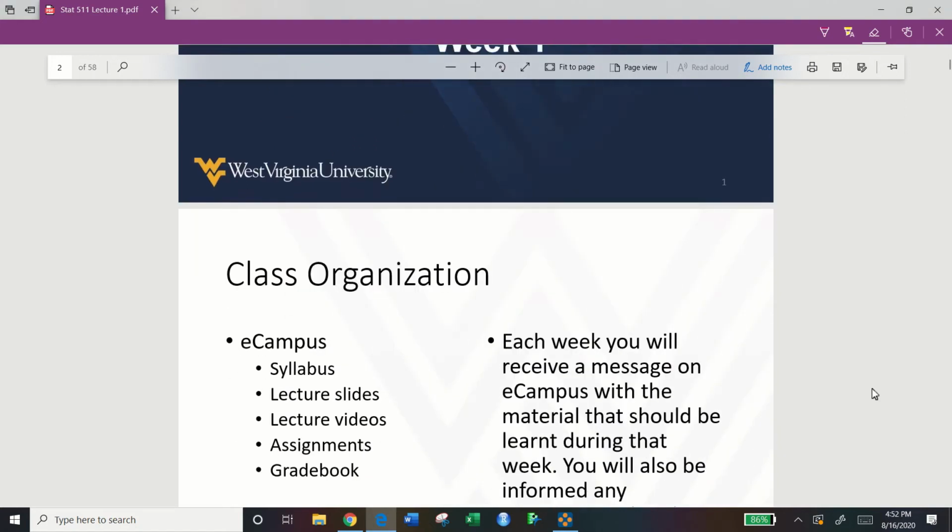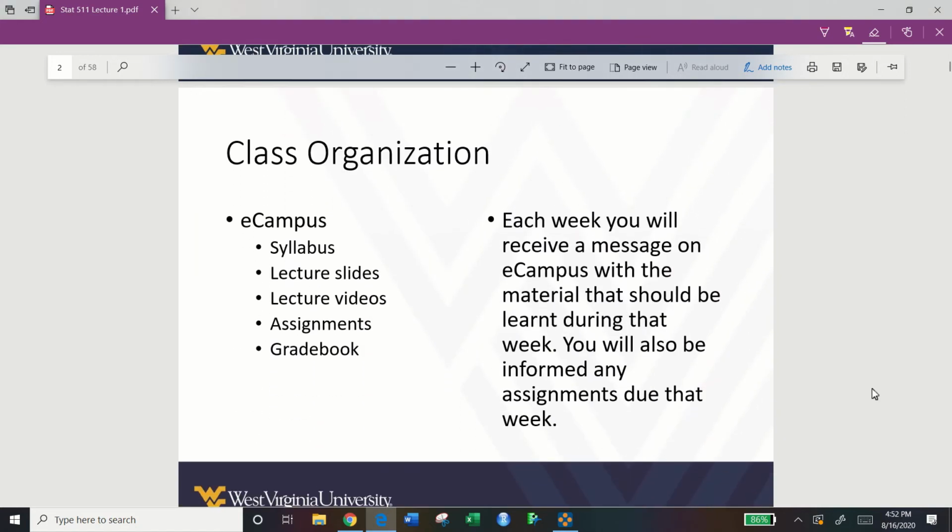In addition to talking about the basics of this course, we are also going to talk about the basics of statistics. So let's first talk about our class organization. All the information you need for this course can be found on eCampus, such as the syllabus, lecture slides, videos, assignments, and gradebook. About once a week, you're going to receive a message from me that will tell you what you should be working on this week, and you'll also be informed of any assignments you should be working on or ones that are due.